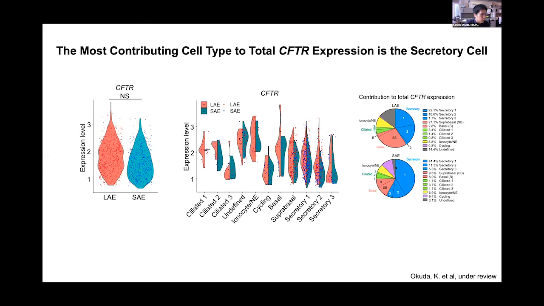And in small airways, interestingly, the contribution of secretory cells gets bigger than in large airways. And the rest of the proportions are in a similar order: basal cell, ciliated cell, and then ionocyte. So these frequency and intensity data suggest secretory cells are the major cell type for CFTR RNA expression in both large and small airways.